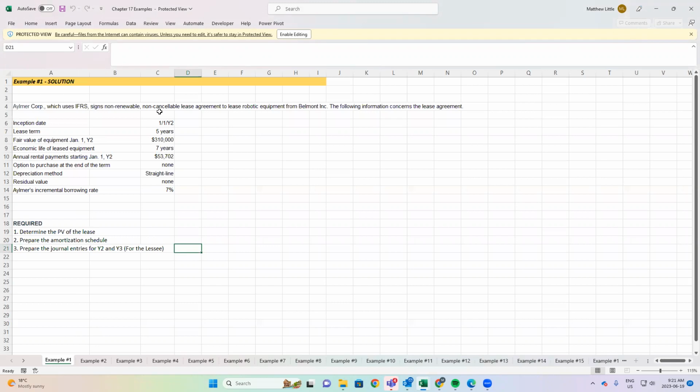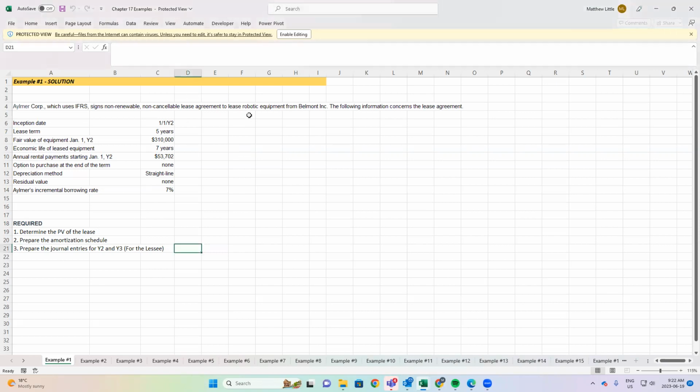non-cancelable lease agreement to lease robotic equipment from Belmont. And the following information concerns the lease agreement. So we're told when it was started, how many years, what's the fair value as of that point in time, what's the economic life of the leased equipment, what's the annual rental payments, is there a purchase at the end, bargain purchase option says none, straight line, no residual method, and Elmer's incremental borrowing rate is 7%. So the first thing we need to do is determine the present value of the lease.